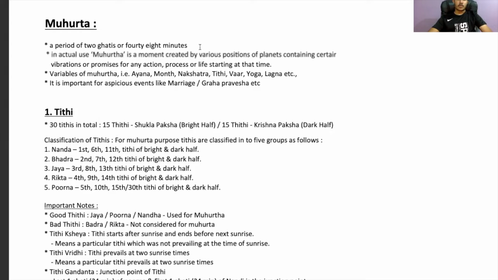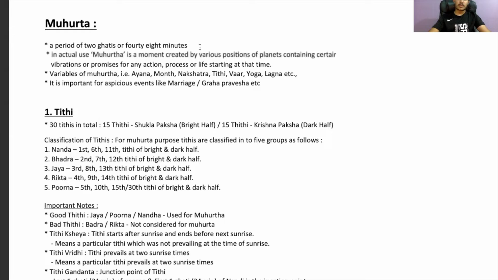The first most important part of Muhurta is Tithi. There are total 30 Tithis. The first half of the month is 15 Tithis, and the next half of the month is another 15 Tithis. The first 15 Tithis are known as Shukla Paksha, the bright half. The next 15 Tithis, the second part of the month, are known as Krishna Paksha, or the dark half.